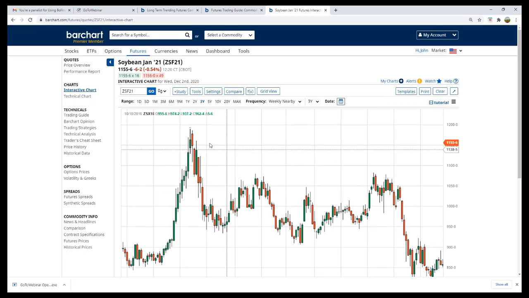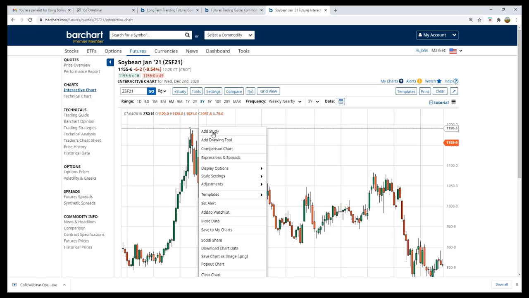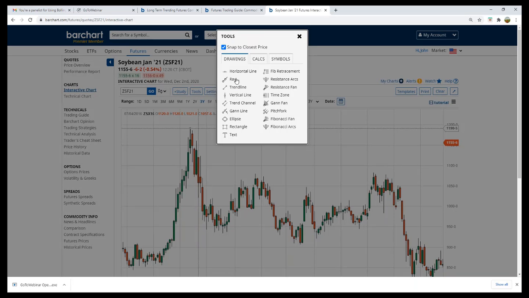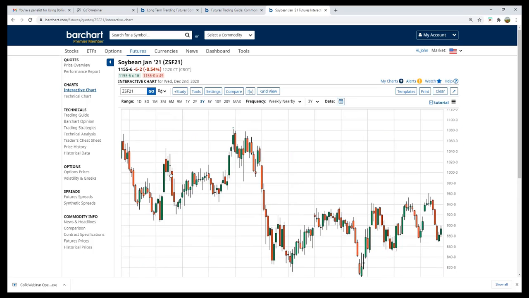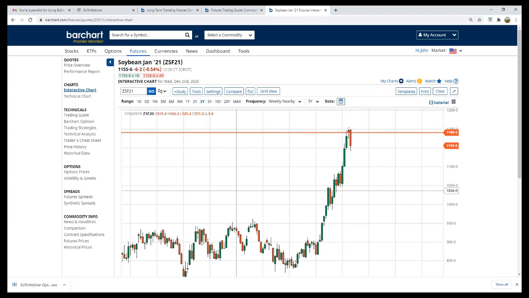So let's do that. I'm going to just pick this most recent high. I'm going to right click here. Drawing tool, and I'm just going to draw a horizontal line at this weekly high. Again, targeting, one of the things that we can use for our weekly chart.